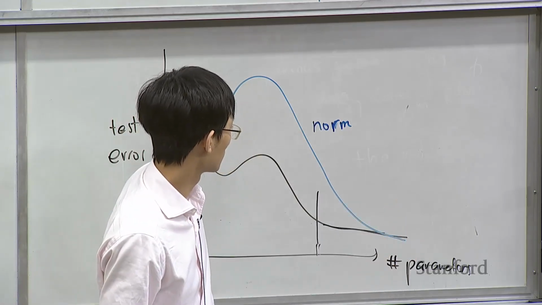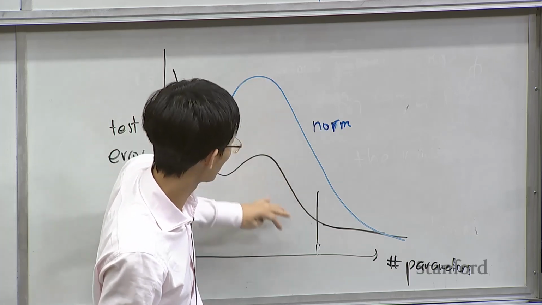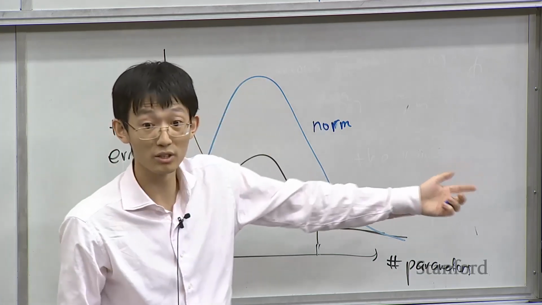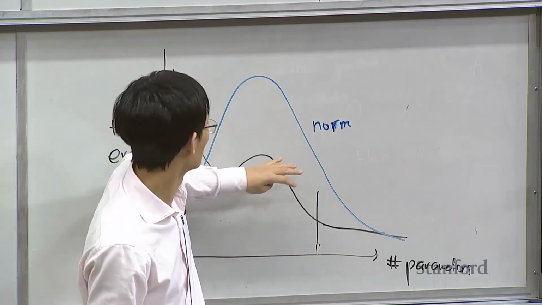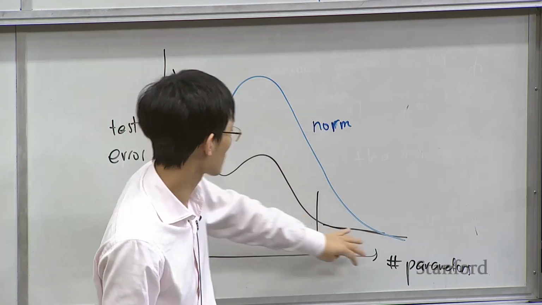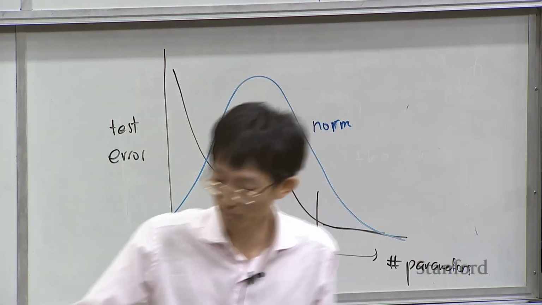The reason why you don't generalize in the middle is because this minimum norm solution is not actually doing well in the middle for some other reason. So the norm actually turns out to be big, but the norm is very small in the over-parameterized regime, even though you use a lot of parameters.